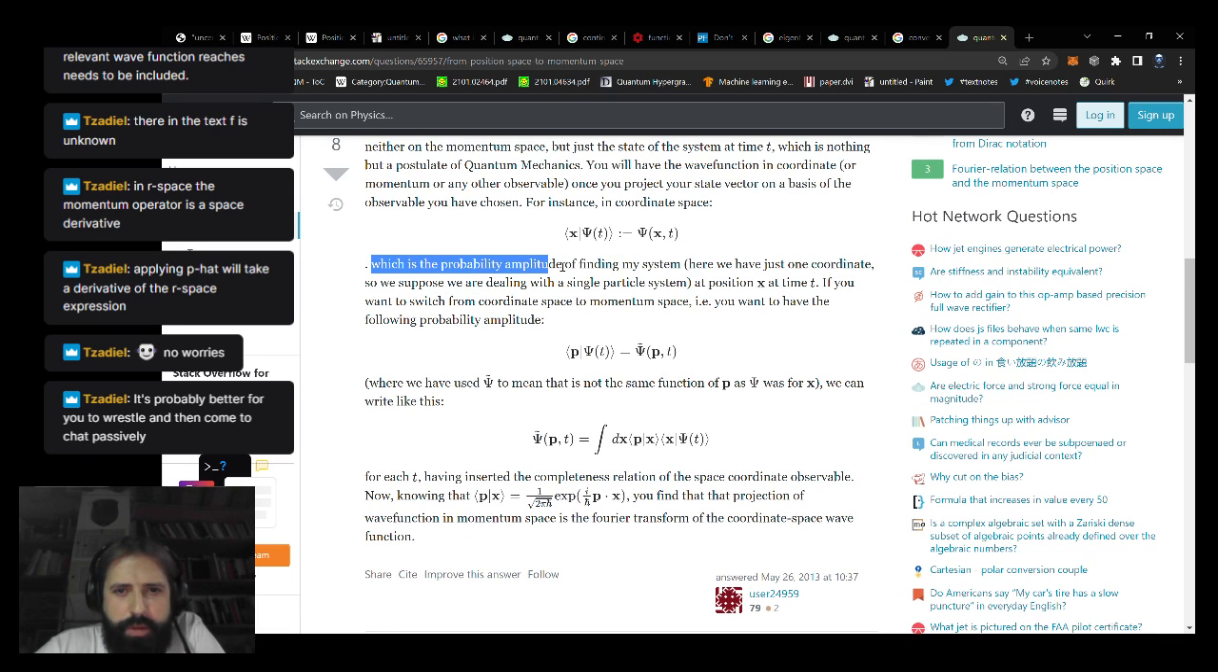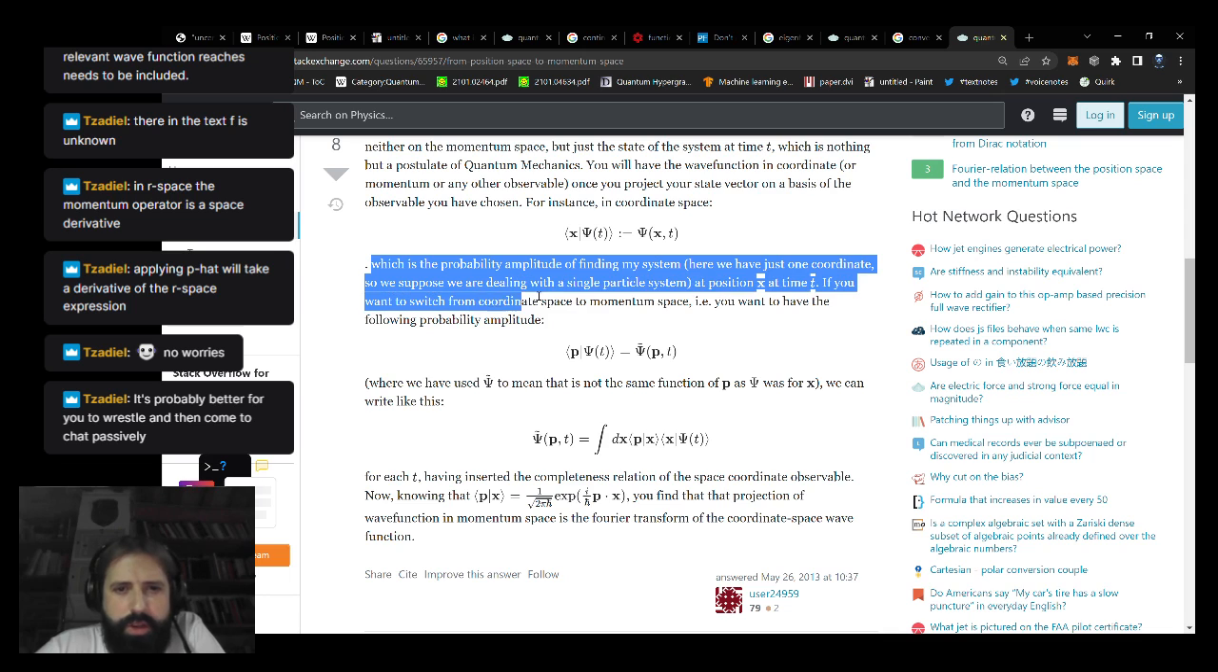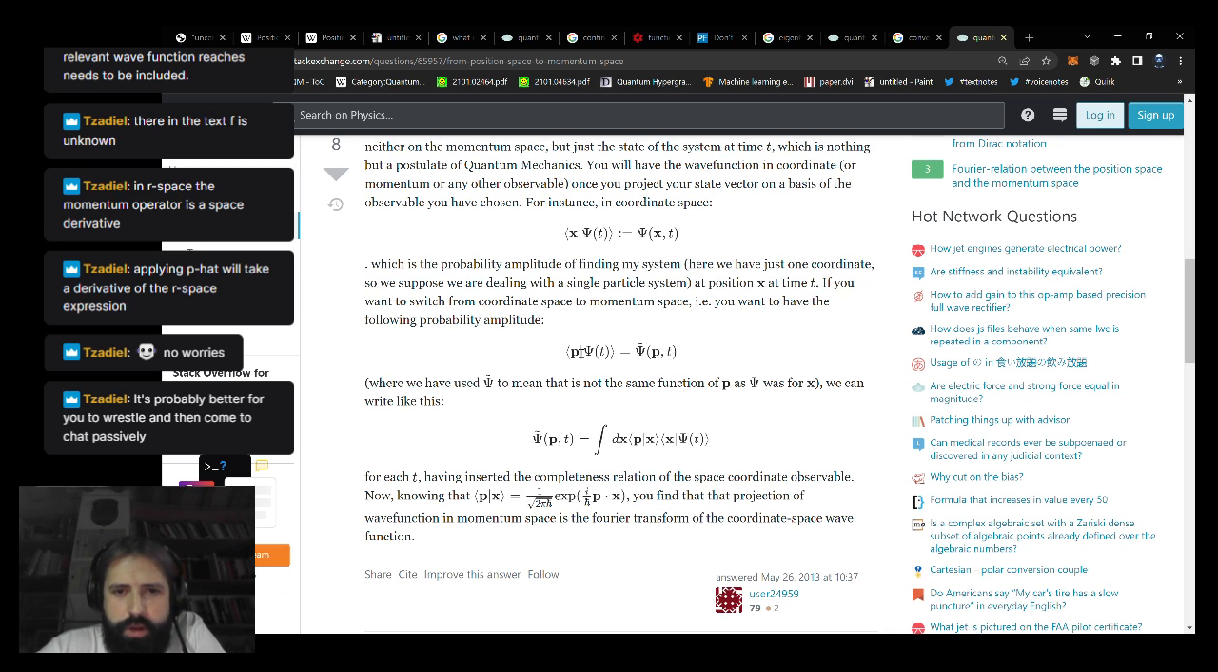If you want to switch from coordinate space to momentum space, you want to have the following probability amplitude. Okay, I get it. In the sense that what this is telling me is just a projection. That's what you're doing, a projection. But I'm trying to understand this without the vector notation.